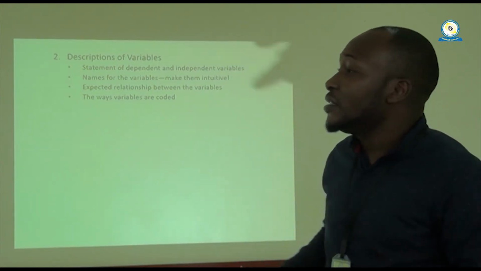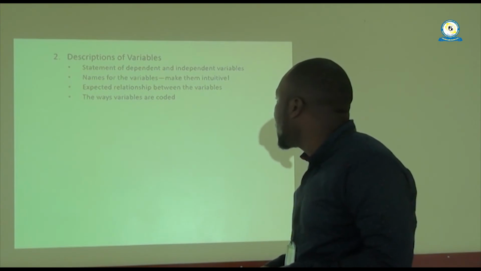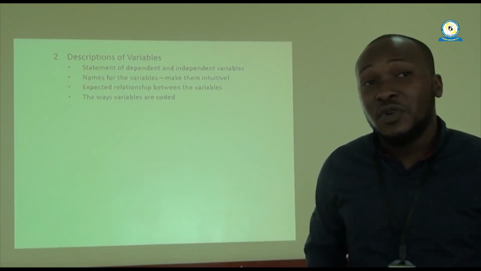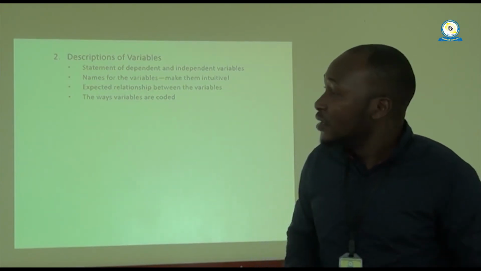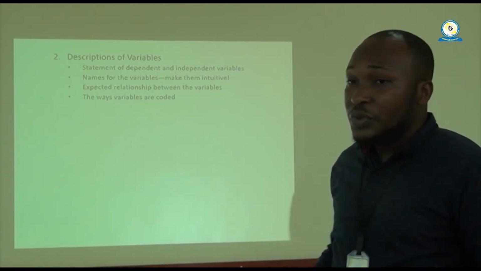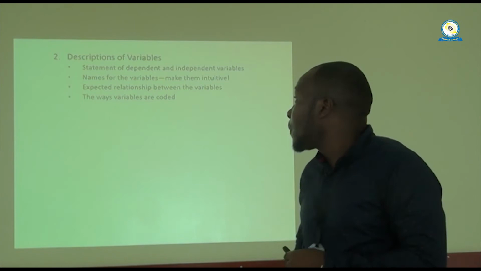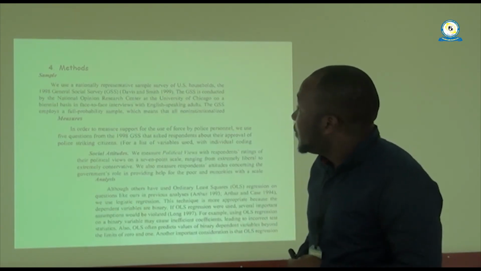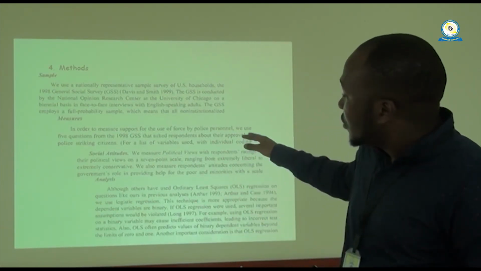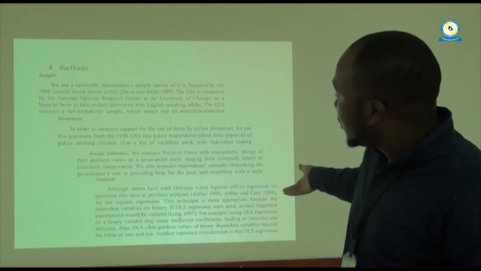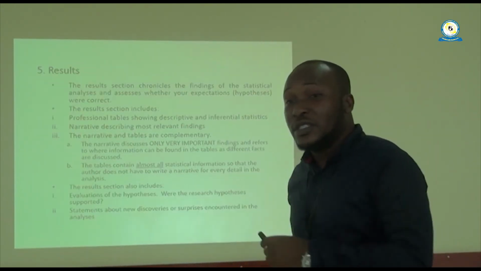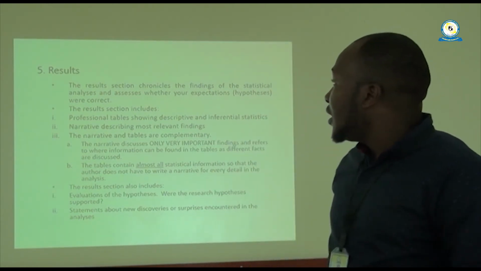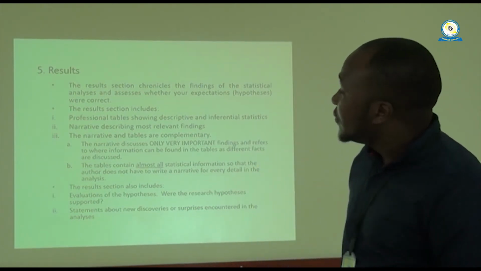What are you expecting from that variable? Is it going to positively influence your study or negatively? That's how you put it in the methods. Okay? For example, here is a sample of social attributes, as you can see. That's an example from my paper. I'll put it there. And another section is the results.